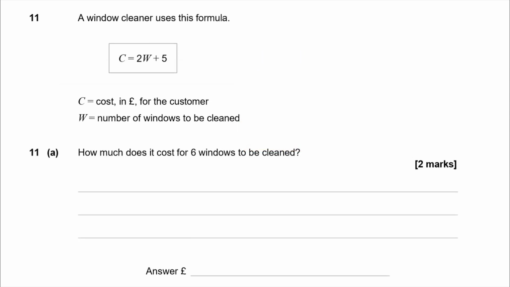Question 11. A window cleaner uses this formula. C equals 2W plus 5, where C is the cost in pounds for the customer, and W is the number of windows to be cleaned. Okay, so basically it's £2 per window plus a flat fee of £5 added on top. So how much does it cost for 6 windows to be cleaned?